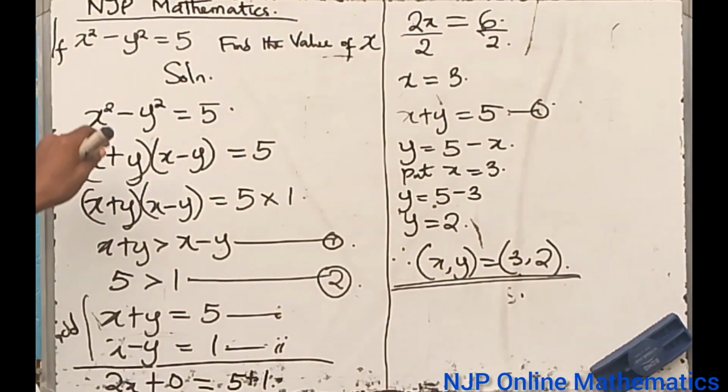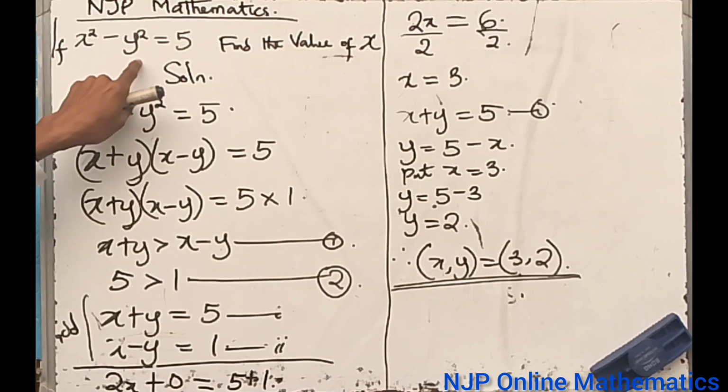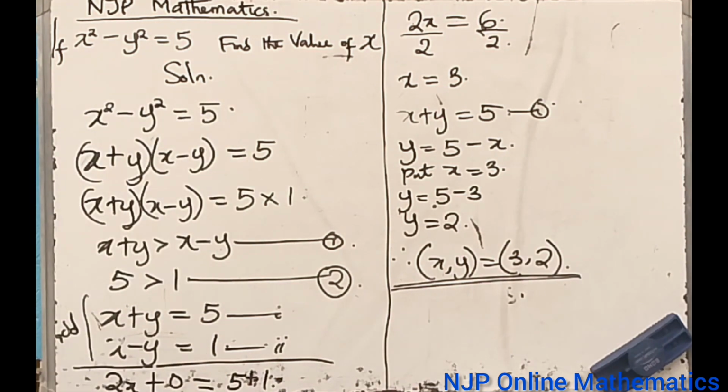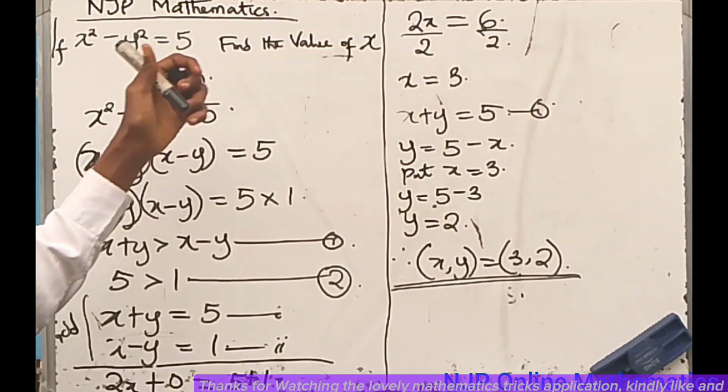Therefore, the values of the variables of this difference of 2 squares, which equals 5, are 3 and 2. You can still check if it will give you 5.